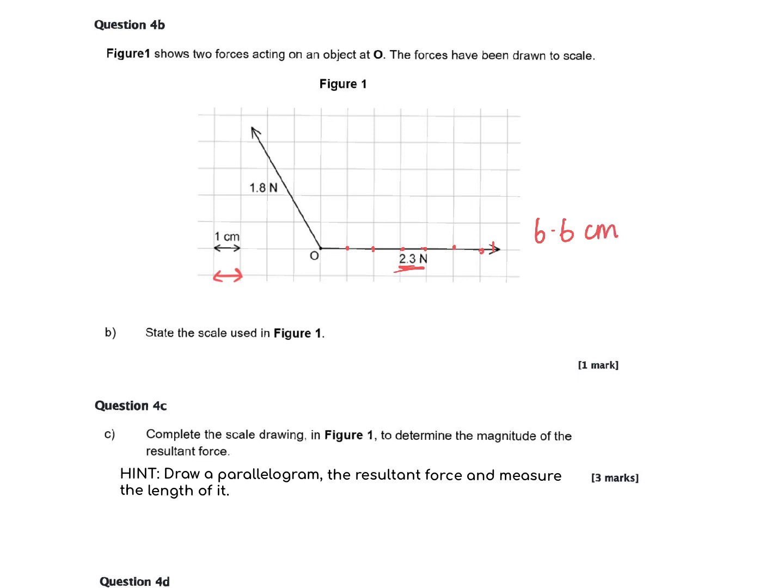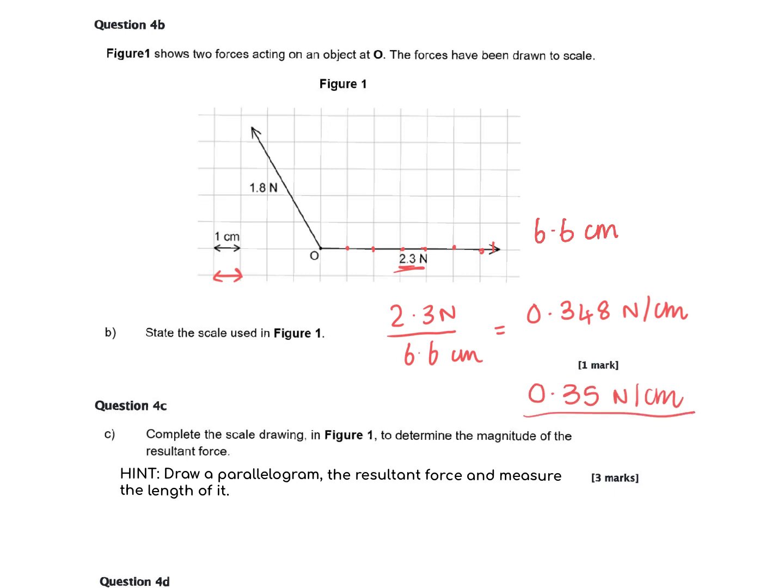So we're going to work out how many newtons each centimetre represents. We take our 2.3 newtons and divide it by 6.6 centimetres, and you're going to end up with 0.348 newtons per centimetre. We might as well round that to a more sensible number, 0.35 newtons per centimetre. So that is the scale that they've used in the diagram above. Yours might be a little bit different depending on if you use 6.6 or 6.5 or 6.7.